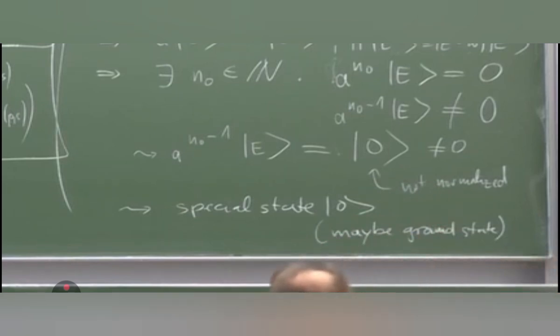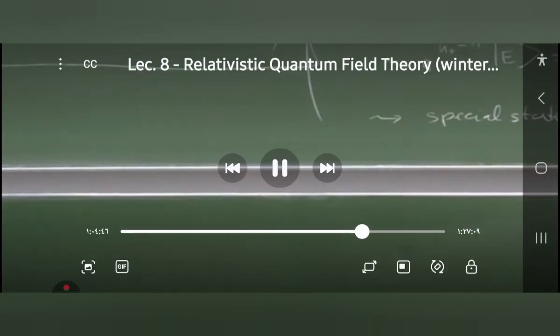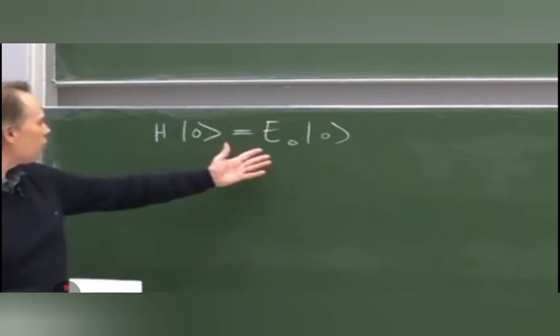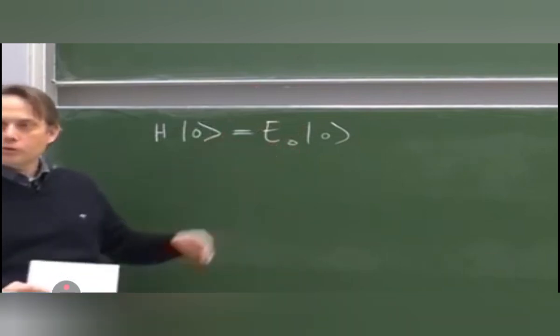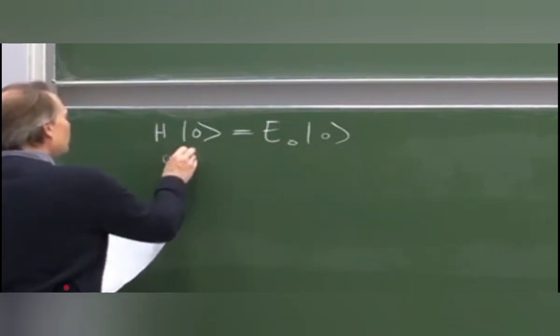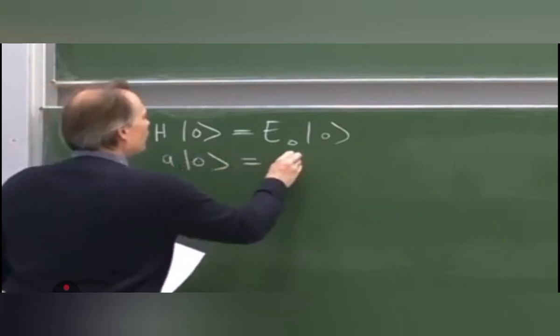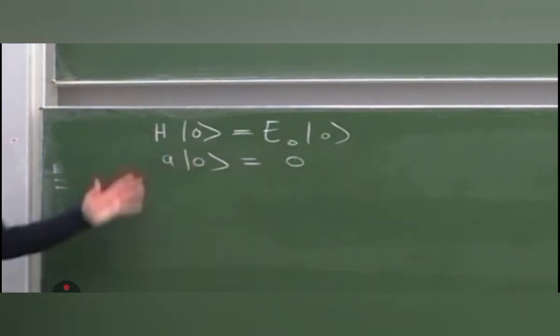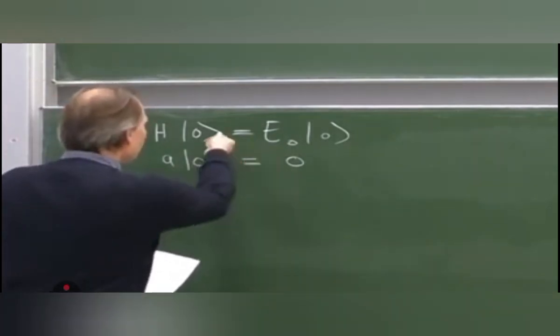But it is one special state which has this property, and now we can write down the H on this vacuum state is an energy eigenvalue, because it was constructed like that, and let's call the energy eigenvalue E0, and we know A on this state is the null vector in our space. This is what we know about this state. And the state itself is non-zero.